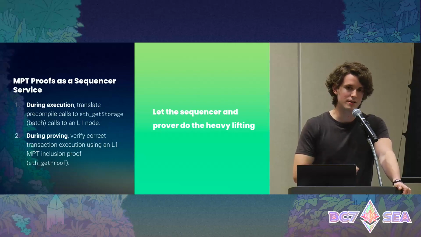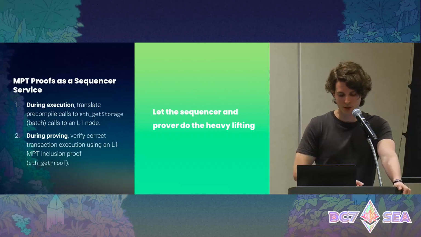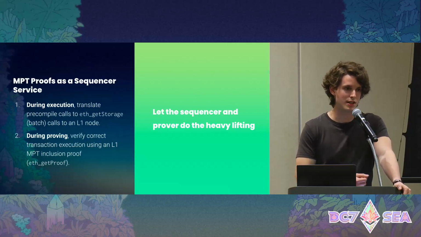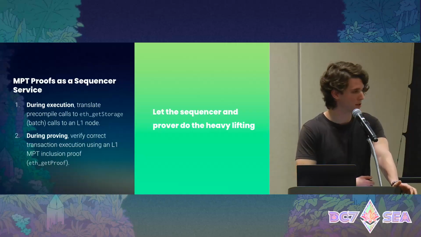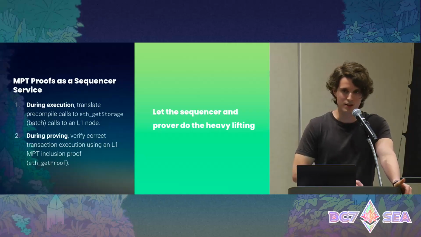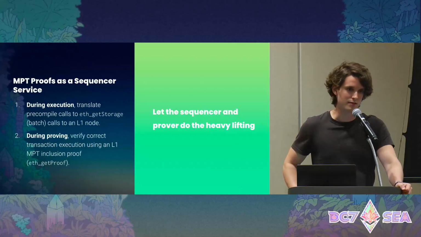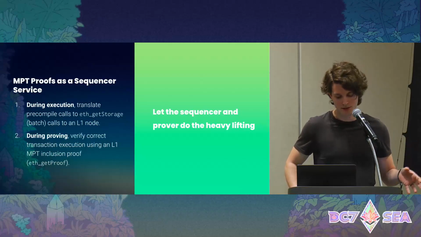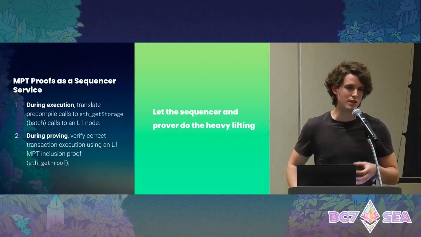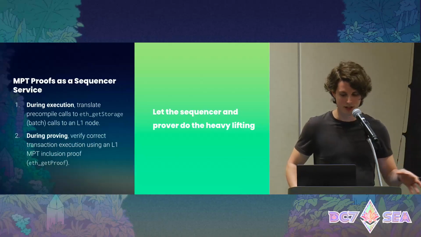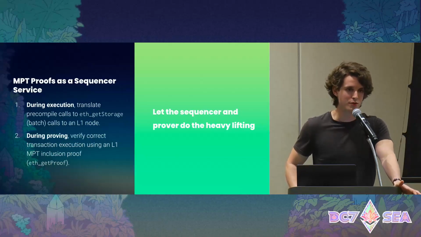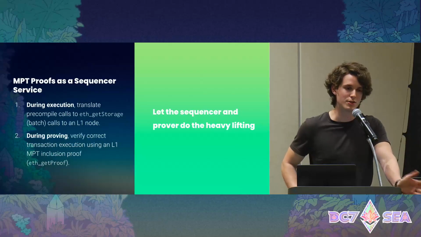If you think about how it's implemented by the sequencer, basically any call to this precompile is translated to an RPC call to an L1 node. If you're familiar with the JSON RPC of Ethereum, there's one called eth_getStorageAt. That's basically what this precompile corresponds to. And then the tricky part is how do you verify it? We also need to make sure, either in the fraud proof or in the ZK verification proof, that the sequencer didn't cheat you and actually relayed the correct message.